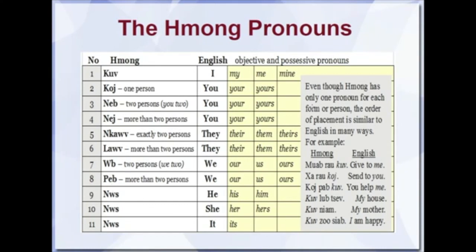Even though Hmong has only one pronoun for each form or person, the order of placement is similar to English in many ways. For example, Hmong sentence line here, English over here. Mua zhao gu, give to me. Sa zhao go, send to you. Go ba gu, you help me. Gu lu jie, my house. Gu nia, my mother. Gu zhong xia, I am happy.